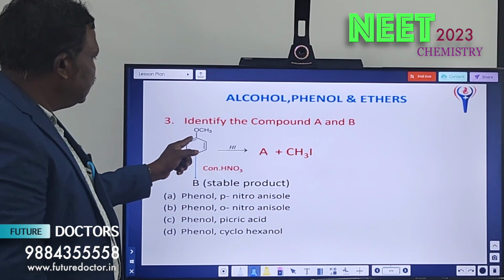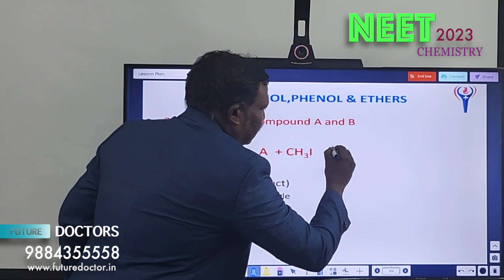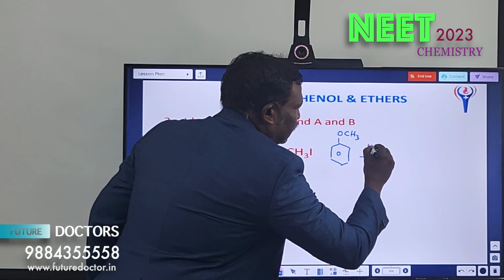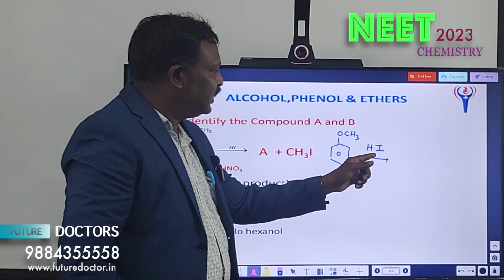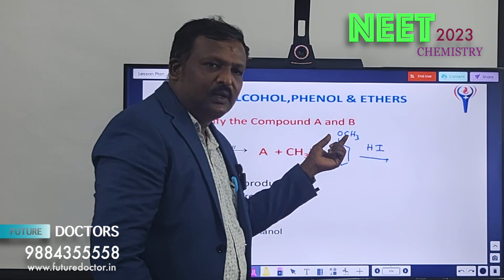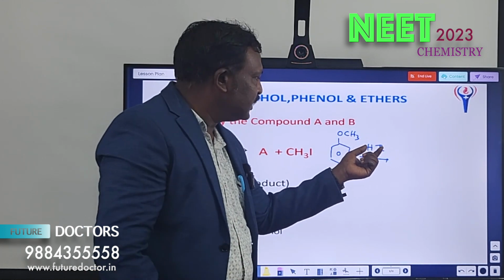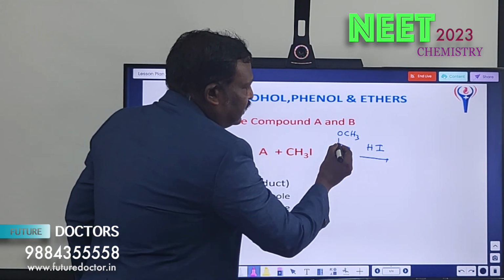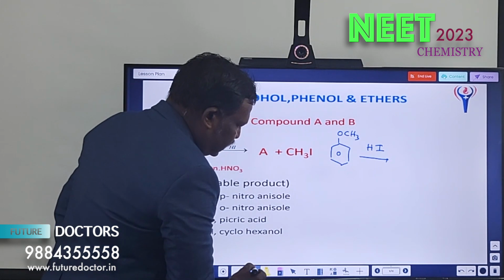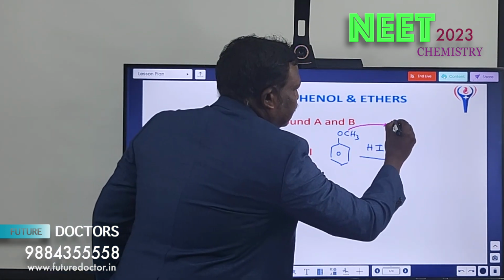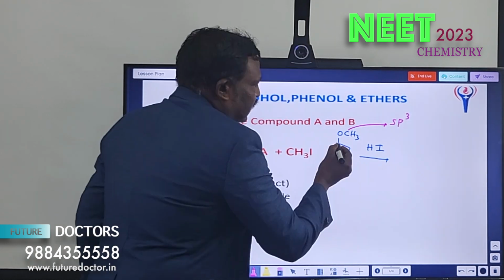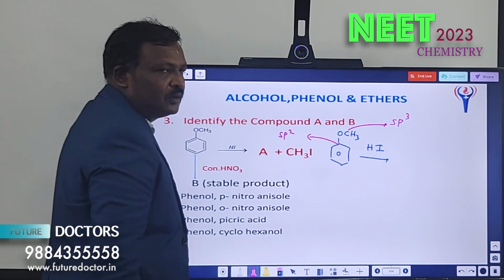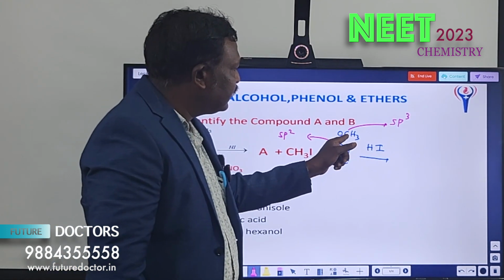Now see, here I'm writing anisole, OCH3, with HI. Whenever HI is added to any ether compound, we have three rules. Iodine prefers only this carbon or this carbon. This carbon is nothing but an sp3 carbon, and this carbon is an sp2 carbon. Iodine always prefers only the sp3 carbon.